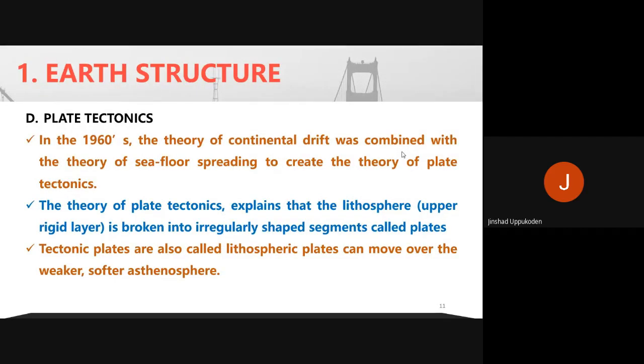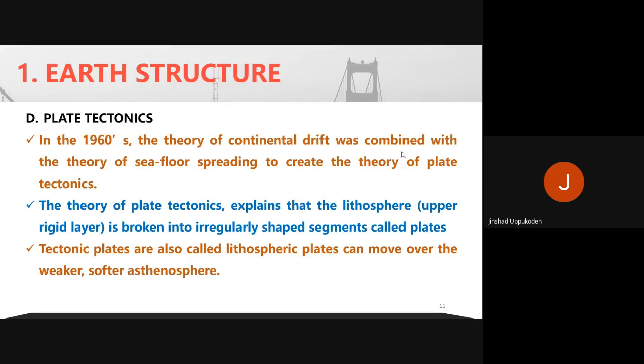in 1951 Alfred Wegener proposed the theory of continental drift. By the 1960s, this continental drift theory was combined with the theory of seafloor spreading. Seafloor spreading means that in the deep portions of the sea, there are areas where new crust gets developed as molten lava comes out. That molten lava solidifies and becomes new crust. So the continental drift theory as well as seafloor spreading were combined together to form the plate tectonic theory.